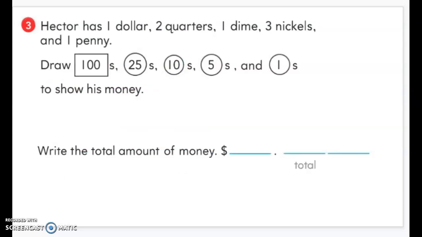All right, now it says Hector has $1, 2 quarters, 1 dime, 3 nickels, and 1 penny. Draw the hundreds, quarters, nickels, dimes, and pennies to show how much money he has. So if I started, he has $1, it says, so I'm going to put 100 cents because $1 is 100 cents. Then I'm going to draw 2 quarters, 1 dime, 3 nickels, and 1 penny. Then I'm going to write the total amount of money he has here. Hit pause to solve, then hit play.